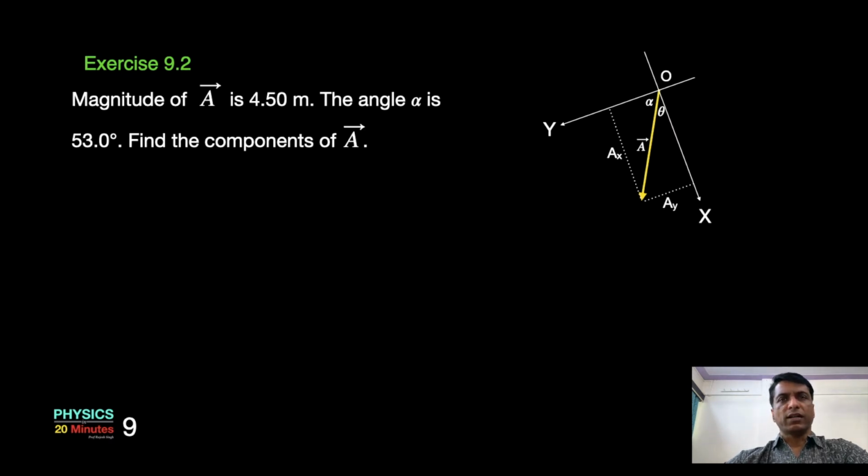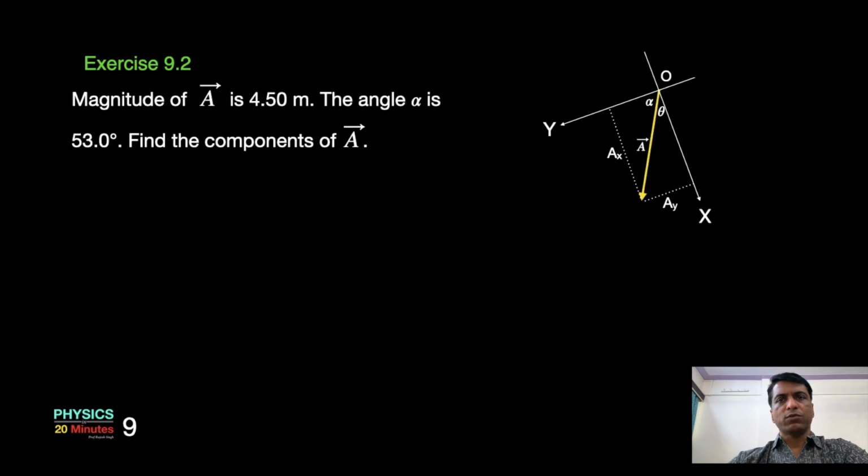Now you can see in this diagram the alpha is given from the y-axis. Also you will notice that x and y axis are not drawn in the usual sense like horizontal and vertical, but they are tilted. I have already mentioned earlier that orientations of x and y axis can be in any direction as long as they are perpendicular to each other.